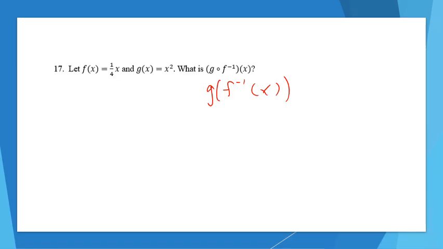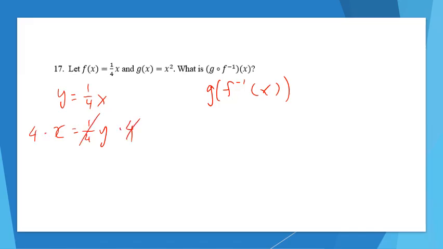So the first thing we want to do is find the inverse of f of x. So let's replace f of x with y equals 1/4 x. Once we have this, we need to swap x and y, and then we are going to solve for y. So to do that, to get y by itself, we're going to multiply both sides by 4.